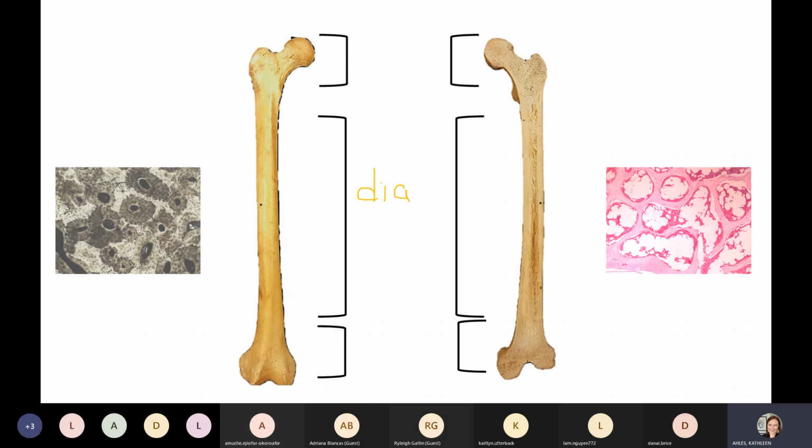I'll type the whole word in the chat. The diaphysis is the shaft of the bone. It's the long part of the bone.